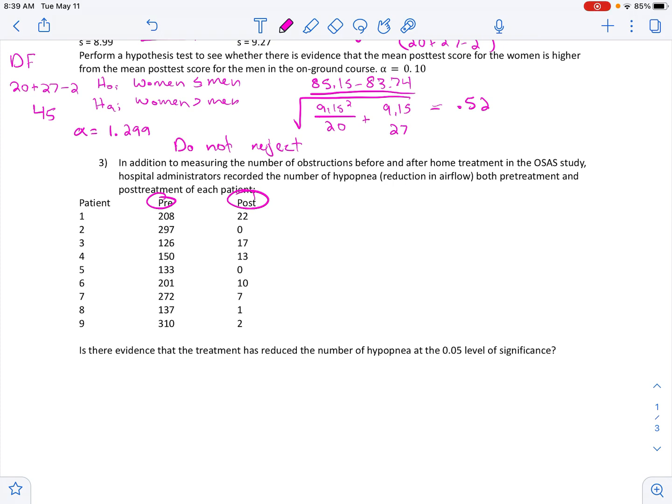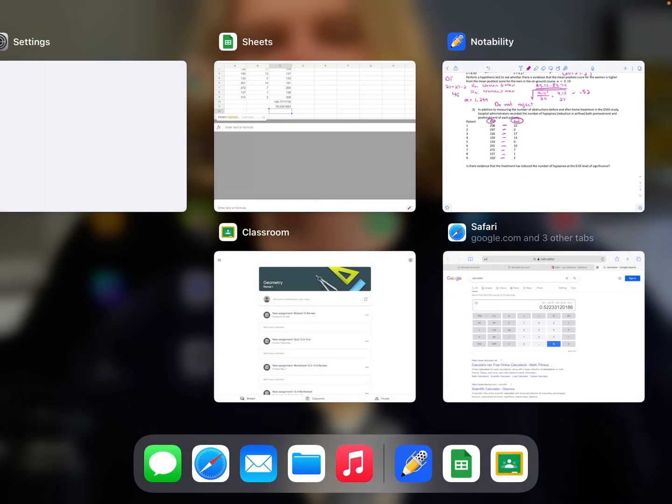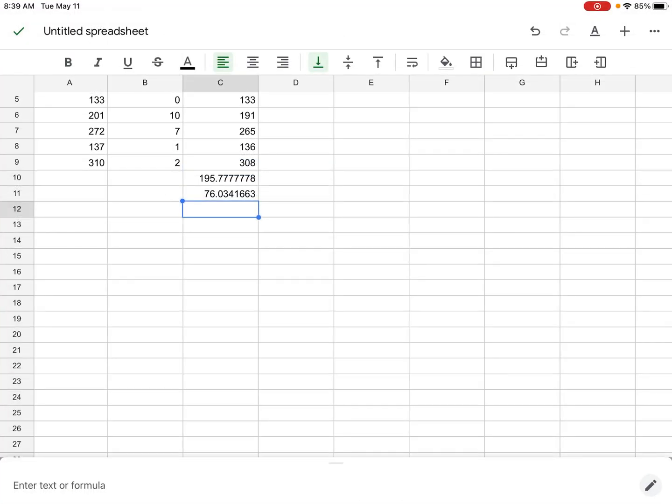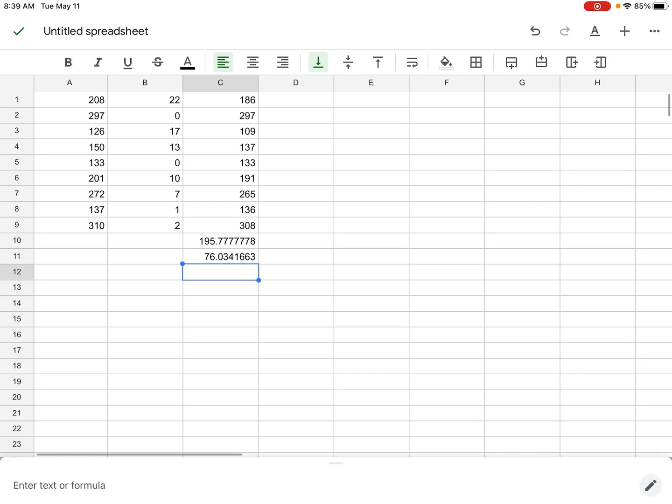Okay, patient 1 takes a pre-test. So the same patient takes the pre-test and the post-test. So if you go for it, okay, you would subtract these values. So you go this minus this, make a Google Sheet. And if you look at, we're subtracting all these values. And I have made a Google Sheet. And this is what it looks like. So we subtracted all these values. So 208 minus 22 gave us 186.